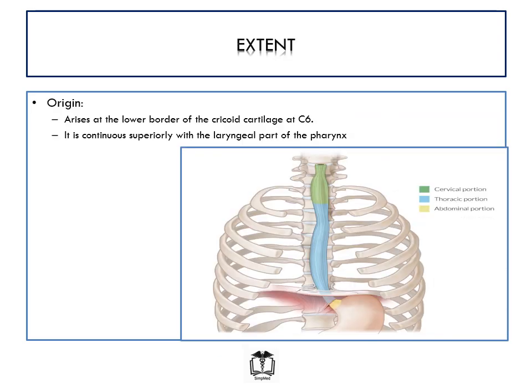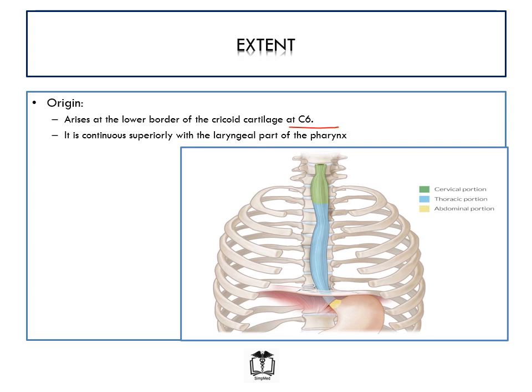Let's talk quickly about the origin, the course, and termination of the esophagus. So, in terms of its extent, it tends to begin just directly below the cricoid cartilage, said to arise at the lower border of the cricoid cartilage, similar to where the origin point of the trachea is. And that point is usually at the level of the sixth cervical vertebra.